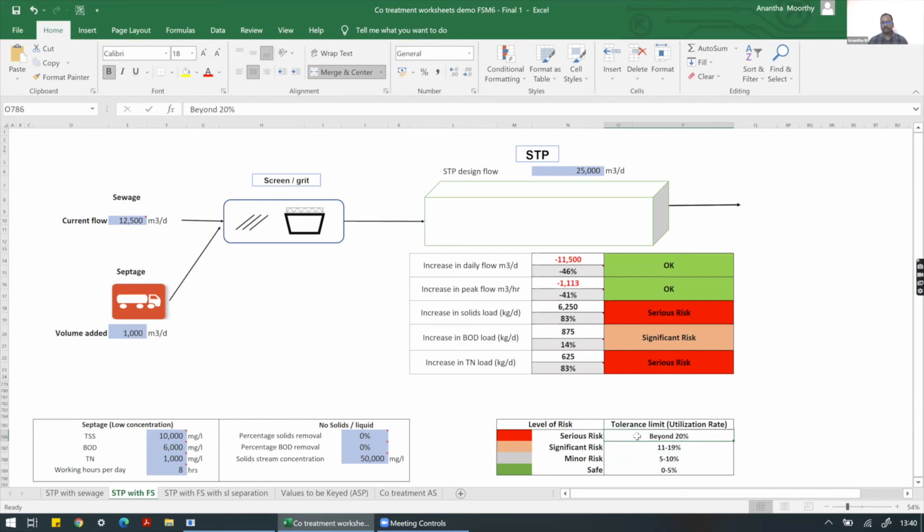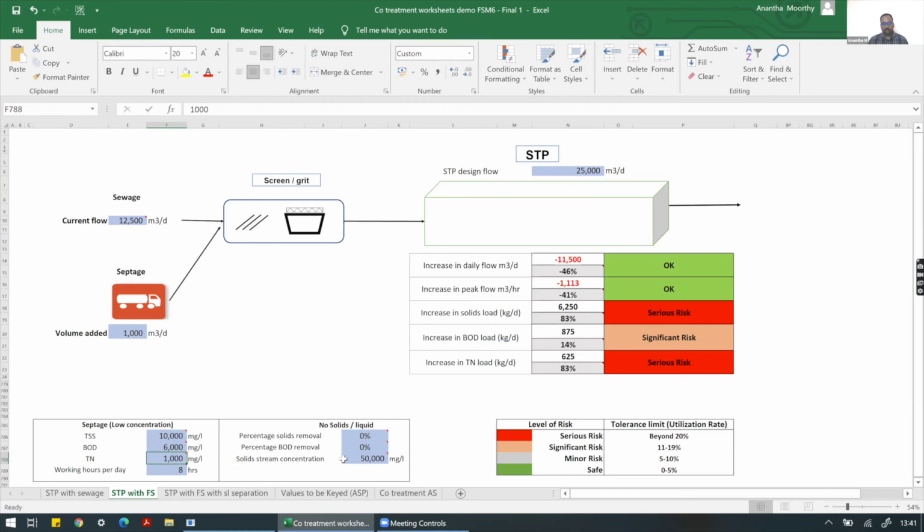And the serious risk is considered when the design capacity is breached by 20% higher than the design capacity of the STP. Here, the situation we have considered is a septage of low or moderate concentration, which will have TSS of 10,000, BOD of 6,000 mg per liter, and TN, total nitrogen, of 1,000 mg per liter.